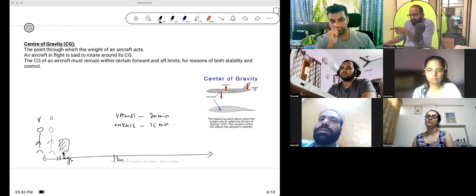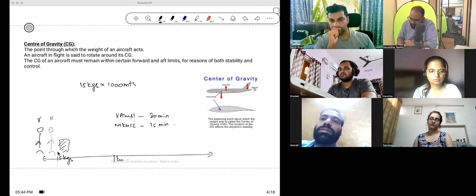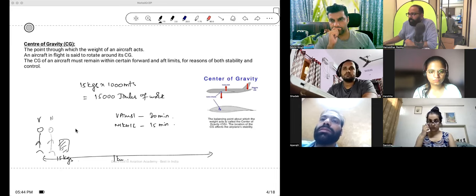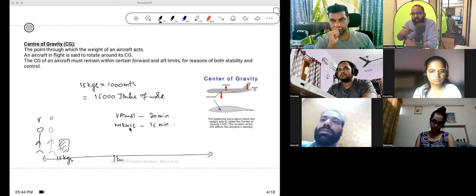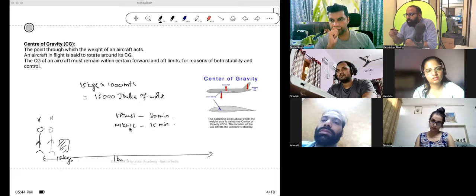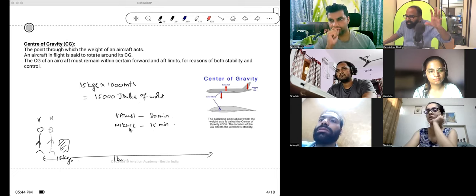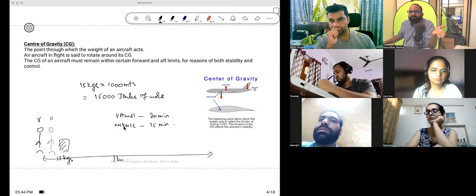See, we both did the same work or not. We took 15 kgs of weight and moved 1,000 meters, or 1 kilometer. So we both did 15,000 joules of work. Work done is the same by both of us, but Nikhil did it in half the time that I did. Put it in a sentence here. Bring the definition: the rate of doing work is called power.